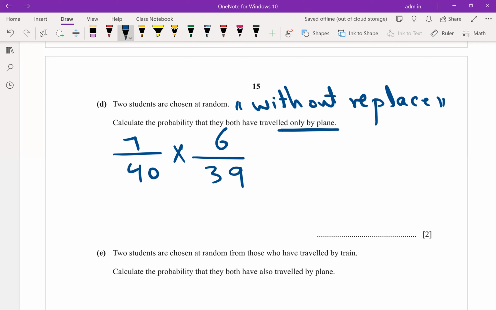0.027. Is it exact? If it is not exact, please give me your answer as a fraction. As a fraction it will be 7 over 260. OE means or equivalent, so it's better to keep your answer exact as a fraction.